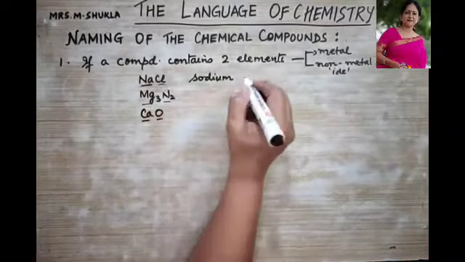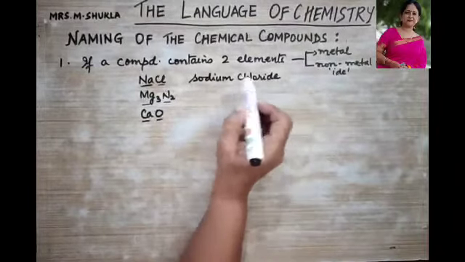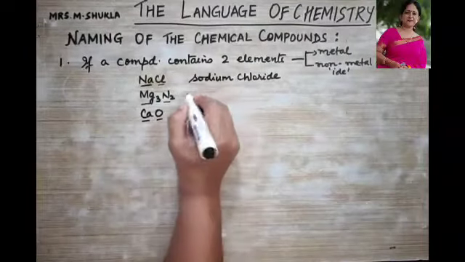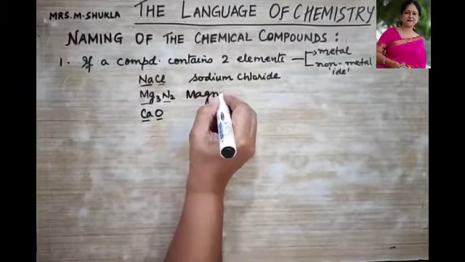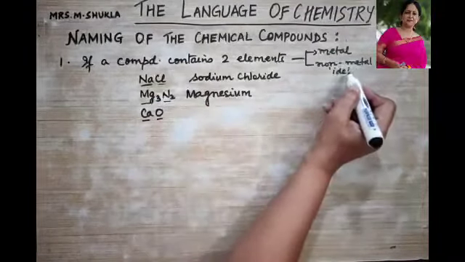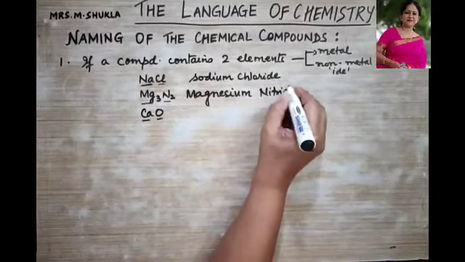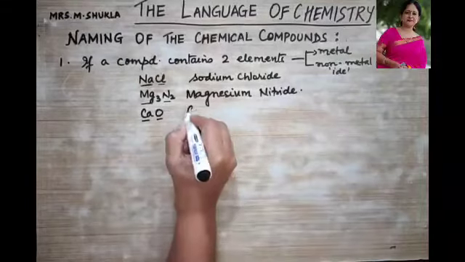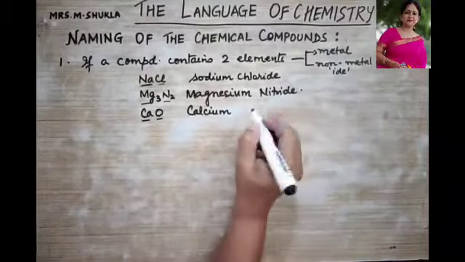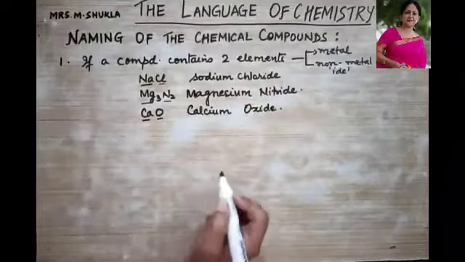So it is chlorine. What do we write over here? Chloride. So the name becomes sodium chloride. Come to the next one. What is the name of this metal? Magnesium. This is nitrogen. It has to end with ide. So magnesium nitride. Calcium. It is oxygen. Has to end up with ide. So calcium oxide. The first is clear.